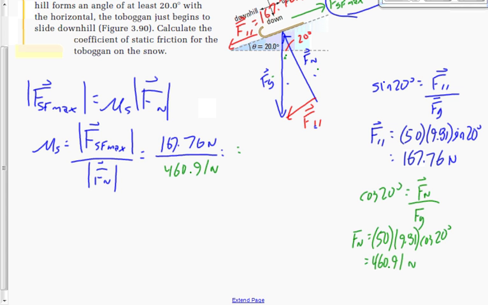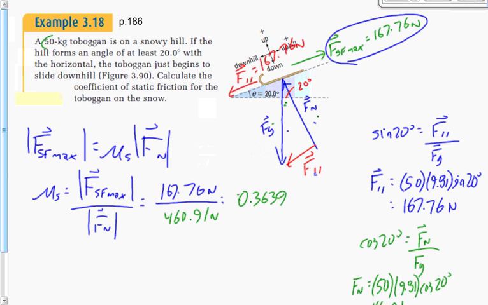Now 167 divided by 460 gives me 0.3639, no units. And we're going to round that to how many digits? 2 digits, 3 digits, 0.36, 2 digits. Right? Kind of a tricky one, eh? Funny enough, it's maybe less work than some of the other courses we've done. But you just had to think a little bit on your feet on that one, right?